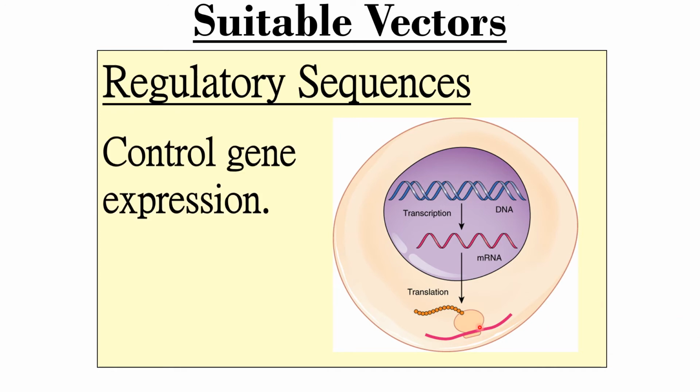Something else to mention is regulatory sequences. They control gene expression. Remember, if you've got genes switched on, then they will go ahead and produce the protein. So you need to have them in order for the bacteria to produce the protein that you want, whether it's insulin or whatever else.